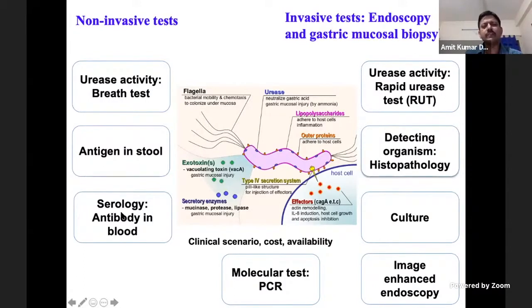It is mainly used in epidemiological settings where you want to know the rate of infection. So that's the urea breath test and the stool antigen, the two commonly done non-invasive tests. Next, we move on to the invasive tests. Among the invasive tests, again, the two most commonly done are the rapid urease test and histopathology.